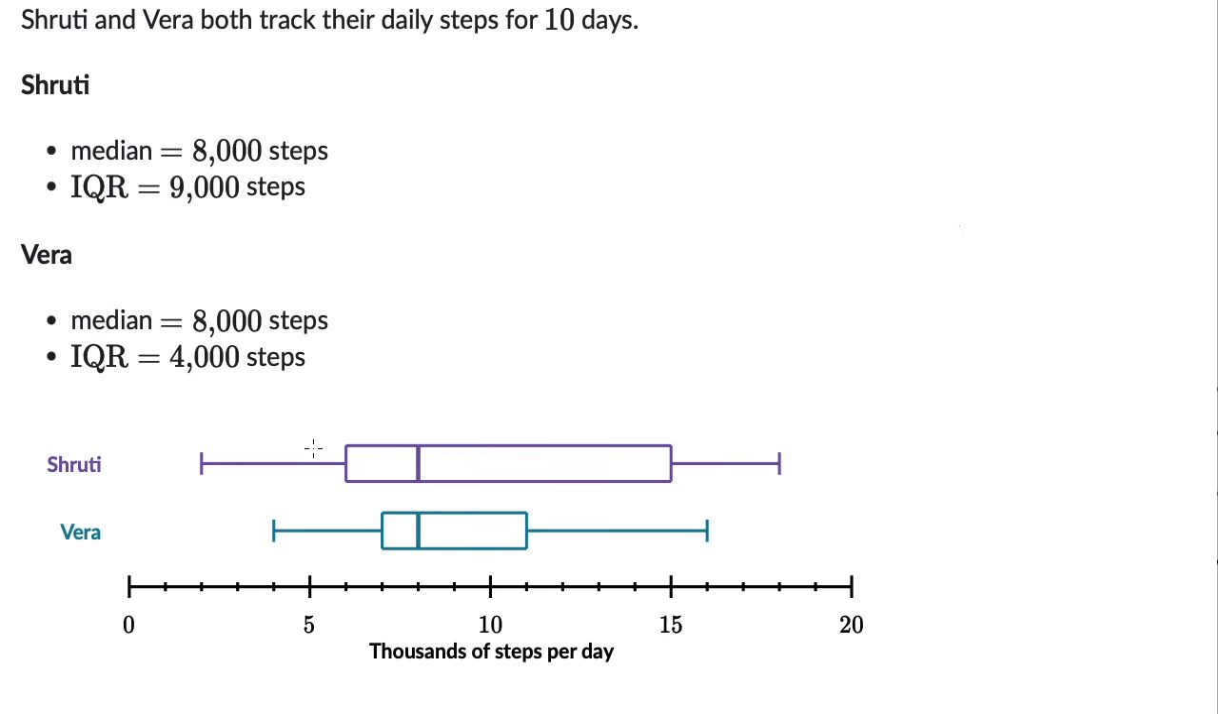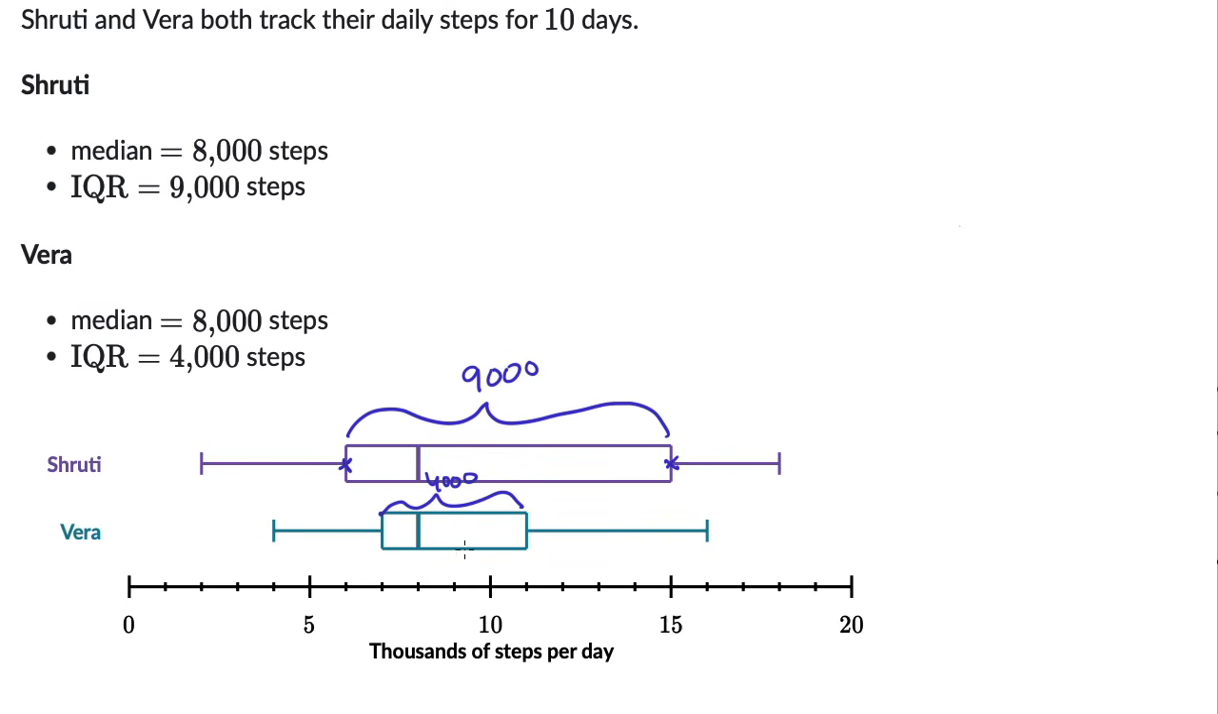Going from this extreme to that extreme, that's the entire range of her data. That's not the interquartile range. The interquartile range takes us from the 25th percentile to the 75th percentile of the data. And that interquartile range just goes from 6,000 steps to 15,000 steps. That's what's measured by that 9,000. And you can see that is much larger than Veera's interquartile range, which is 4,000.